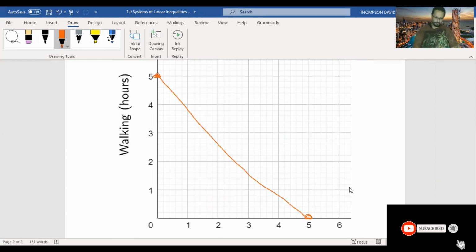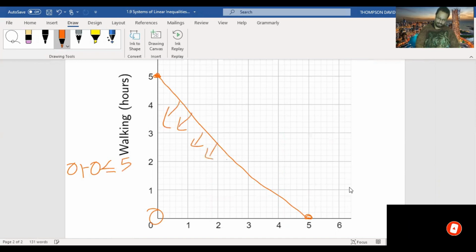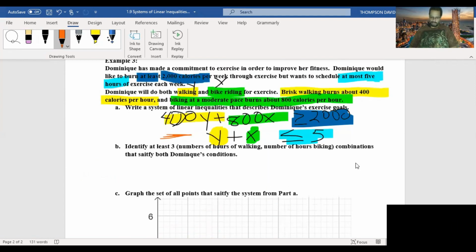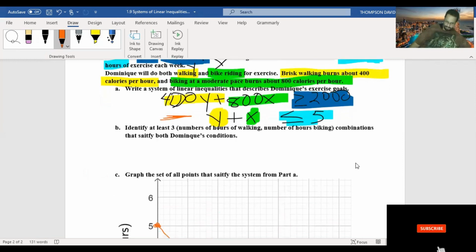Then we're going to use the point 0, 0. 0 plus 0 is less than or equal to 5. 0 is less than or equal to 5, so we're going to draw arrows towards 0, 0. Now we have our 400y and 800x, so we're going to do that line in rainbow.